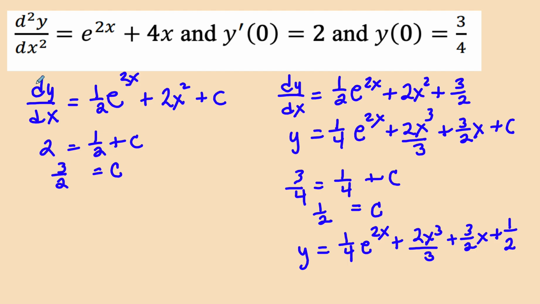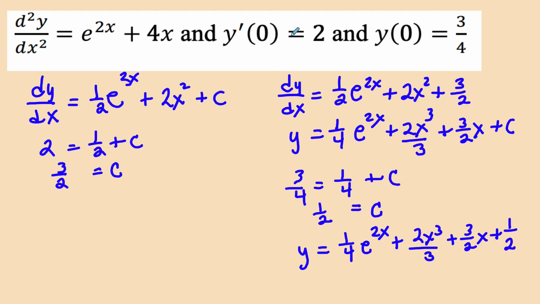Let's take a look at solving a second derivative when we know two pieces of information. And I've already kind of done the whole problem, but I'll walk you through it. So this is the second derivative. Let's get to the first derivative by taking the antiderivative. And so I'll have this answer.